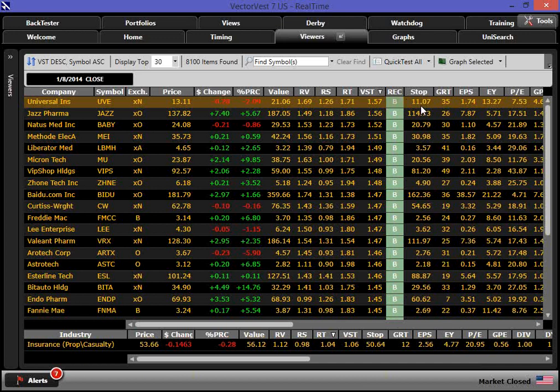VectorVest calculates a stop price for every stock in the database every day. That stop price is calculated by first starting with a 13-week moving average of the stock price. We then make an adjustment to that moving average price based on the fundamental strength of the stock. So stocks that have strong fundamentals will actually lower the stop price to keep you in the stock longer. Conversely, if a stock has very weak fundamentals, we'll tighten the stop closer to price to be more defensive and get you out more quickly.